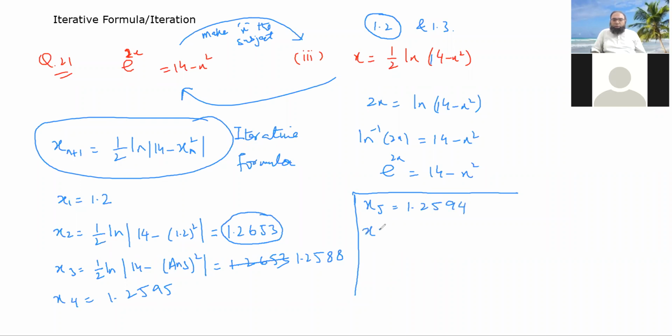We have to write this correct to 4 decimal places. I press the equal button again. Now this has converged. You see that there is no change in these values up to the 4 decimal places. So we say that this x is correct to 2 decimal places. This is 1.26, which is the exact root of our equation. So this is called the iterative formula.